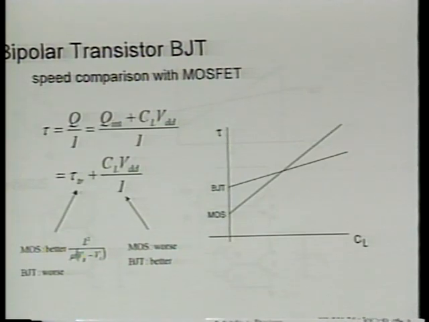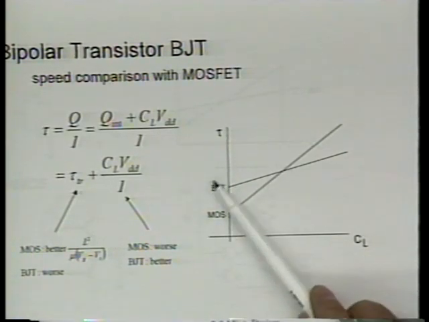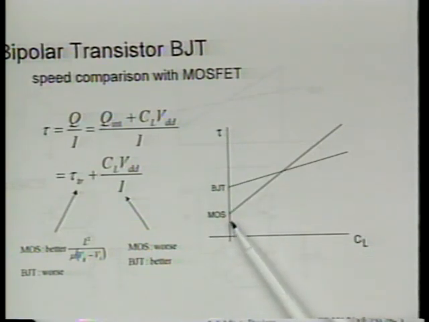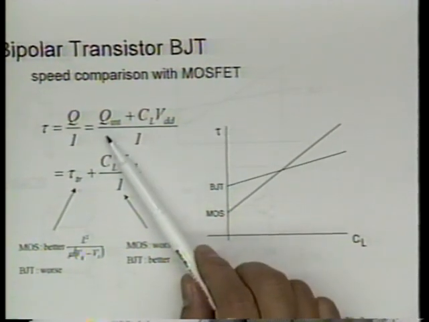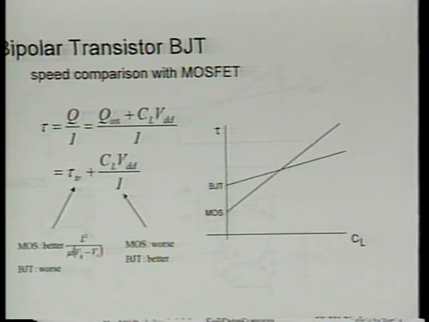Okay? That's why the MOS transistor is actually very good, because a bipolar transistor stores a lot of charge. In MOS, if you don't have much load, you don't have a lot of this charge there. Okay?